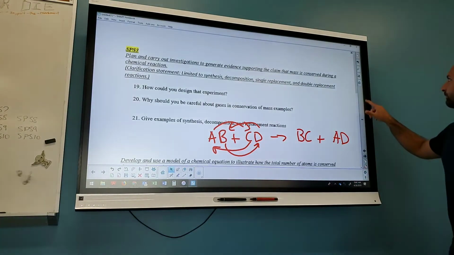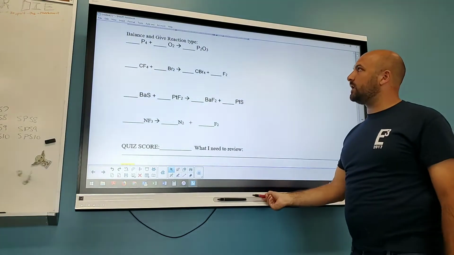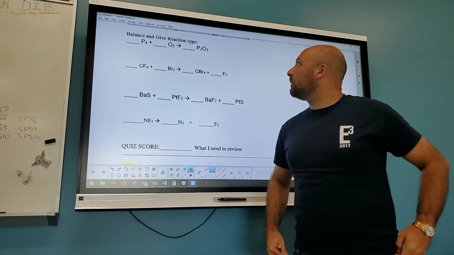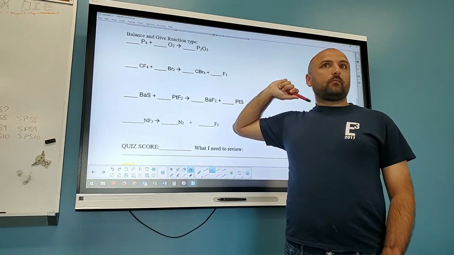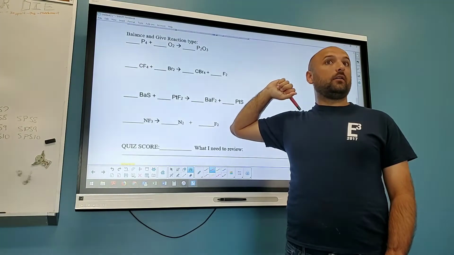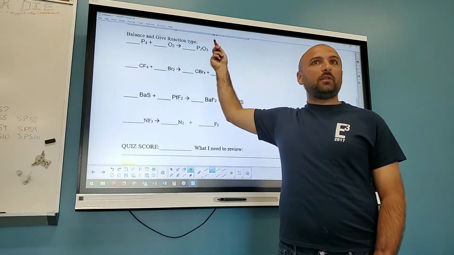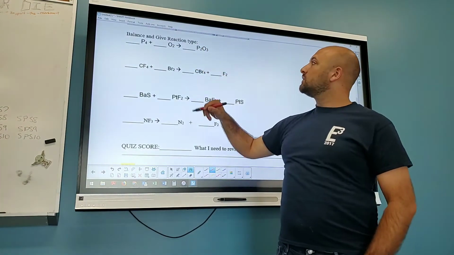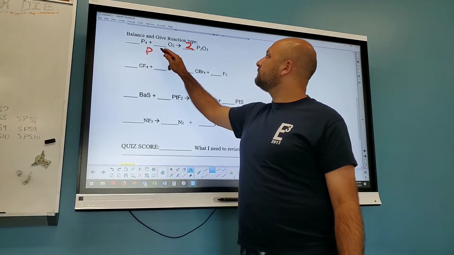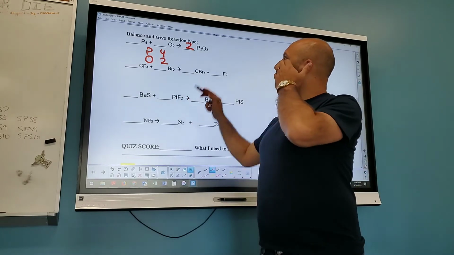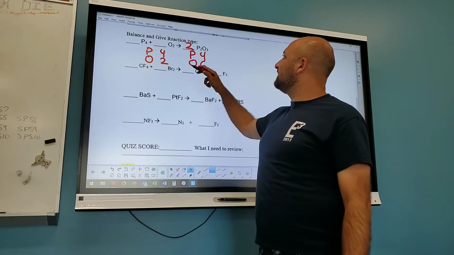Now, moving on down. Balance and give reaction type. So we balance this equation: P4 plus O2 gives you P2O3. Anytime I have an odd number, I want to make sure I multiply by 2, because if I have odd numbers on one side and even numbers on the other, doubling that odd will make it easier to balance. So I would start by putting a 2 here. How many P's do I have? 4. And O's? 2. And over here, P's, 4, O's, 6.